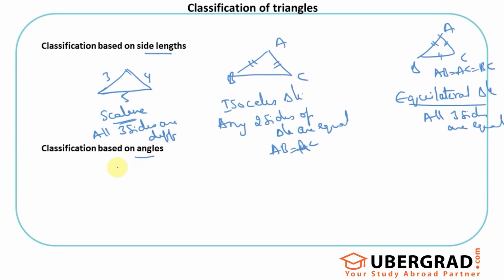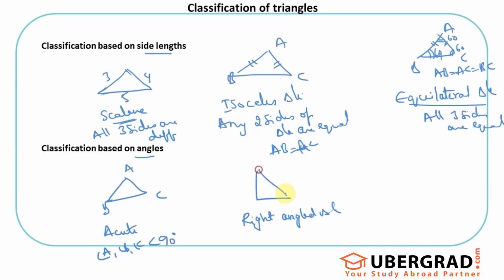Then based on the angles, just to extend it, when all the sides are equal, we also know that all the angles are equal as well. So for an equilateral triangle, all the interior angles will be 60, 60 and 60, so the sum is 180. Classification based on angles: we have something called an acute angle triangle, something like this. A triangle is an acute angle triangle when all three angles are less than 90. Then you have something called a right angle triangle.